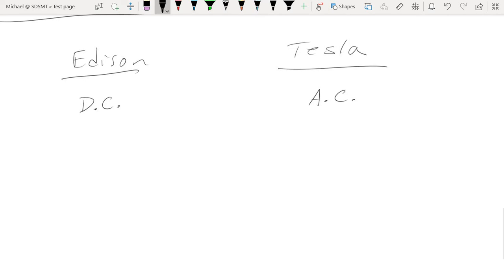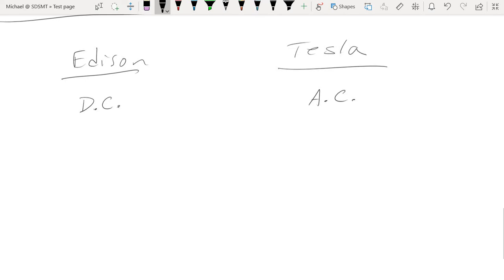And so it came to the point where people were going to have to decide on what method they were going to use. And so the way that they finally came to a decision was that Tesla and Edison were at the World's Fair.